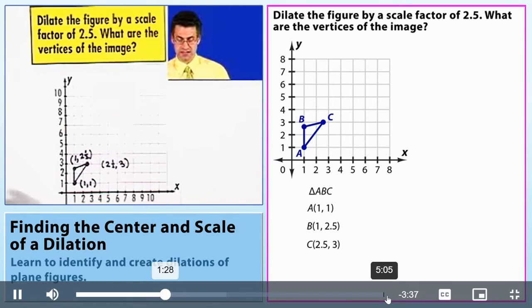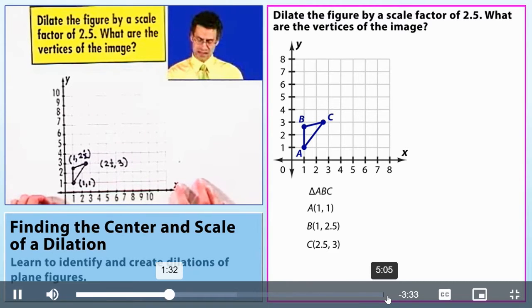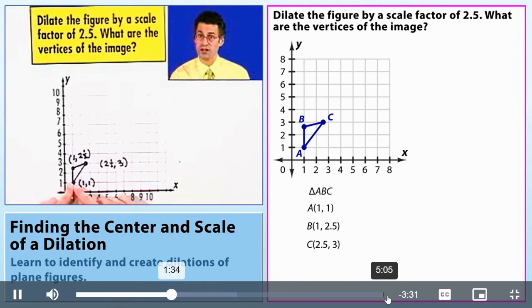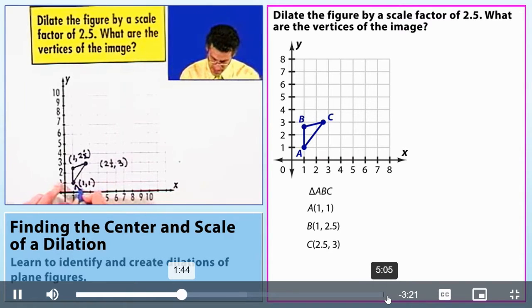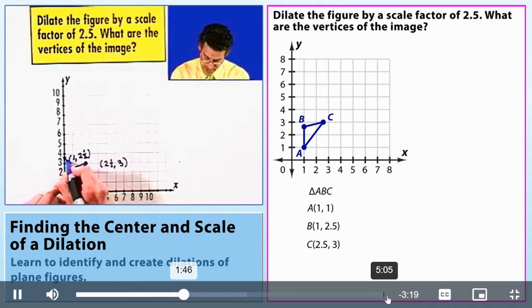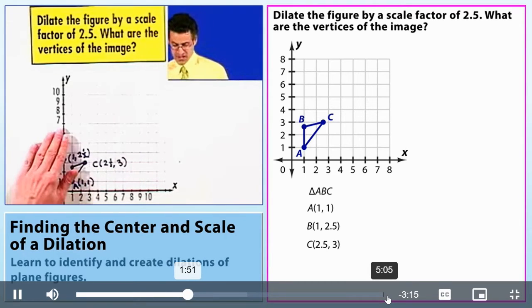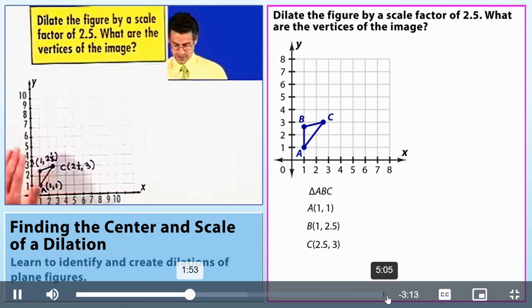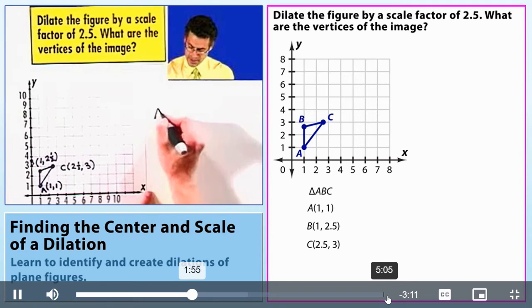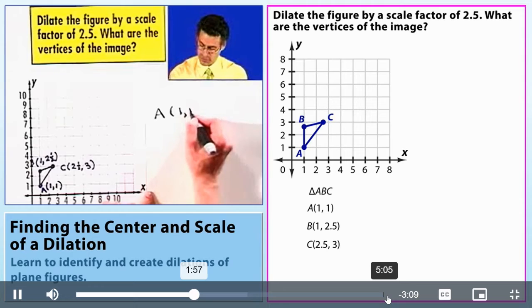Now, in order for us to dilate the figure by a scale factor of 2.5, what that means is we're going to take each coordinate and multiply the x and the y by 2.5. And that will identify where the points go. So if I label this, for example, point A, B, and C, we can see where the points go by just doing the multiplication. I'll just do one for you now, and you can do the rest if you want to try. Let's take a look at the point A, which is 1, 1.